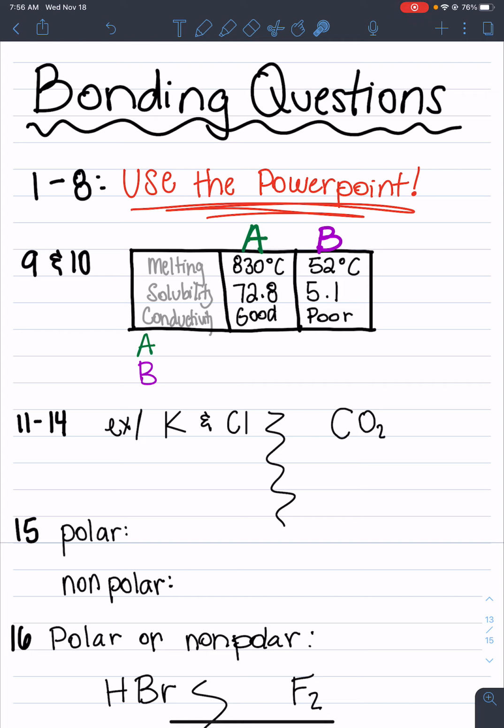So substance A has a melting point of 830 degrees Celsius. That's really high. So that means it doesn't melt easily. It has a high melting point. It has a 72.8 solubility, which is also high. So that means it's really soluble. It can mix well with water. And then it's a good conductor. So we have to think of this as a covalent or an ionic bond. It has a high melting point, it has high solubility, and it's a good conductor. So this one is going to be an ionic bond.